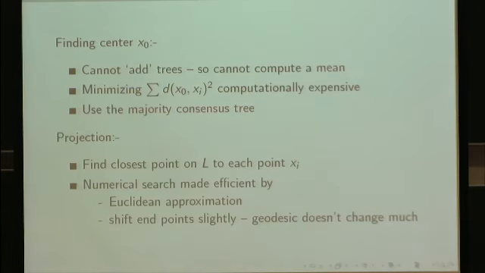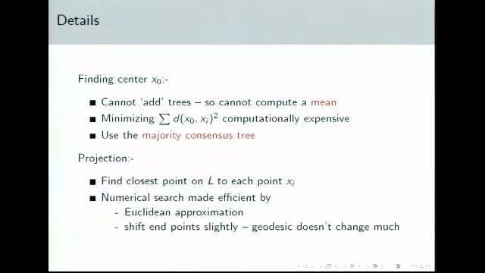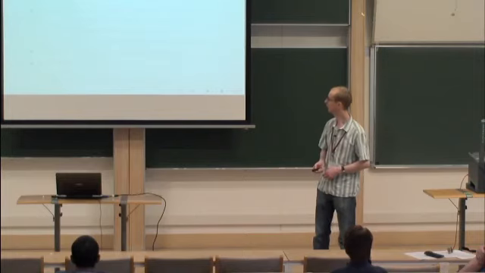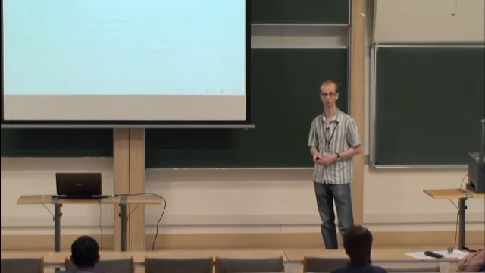So I'll go through the details quickly. Finding a midpoint, I basically use a majority consensus tree, because minimizing this quantity is very computationally expensive. Projection, I need to calculate lots of geodesics, but I can do that quite efficiently. The really hard bit is how to search for the optimal line through the data.